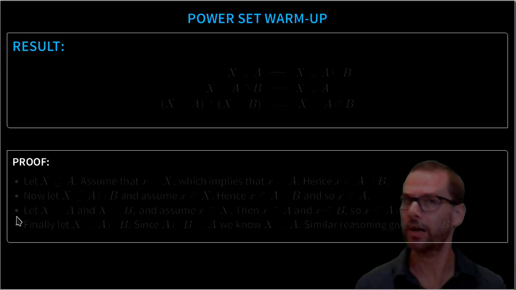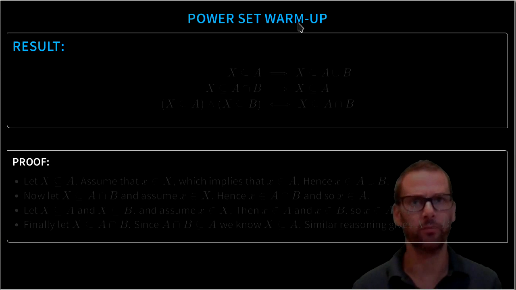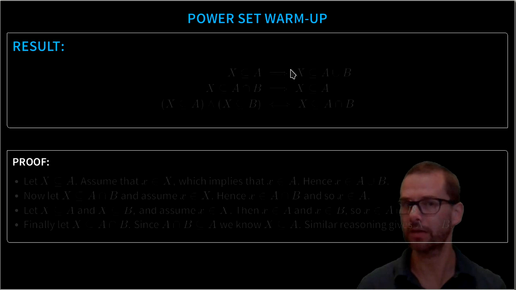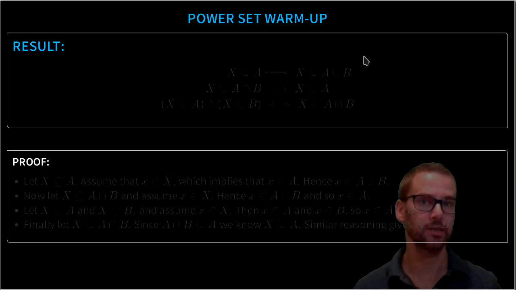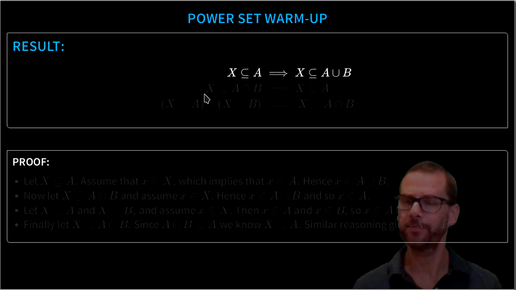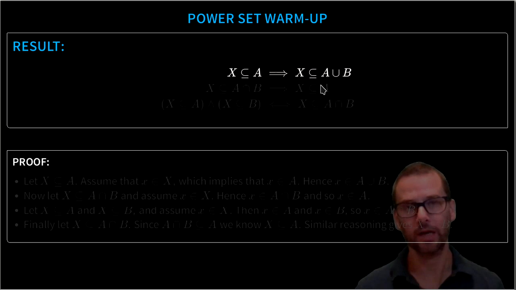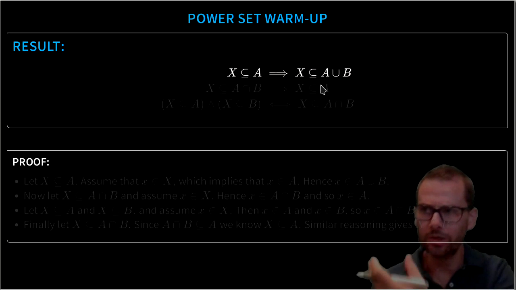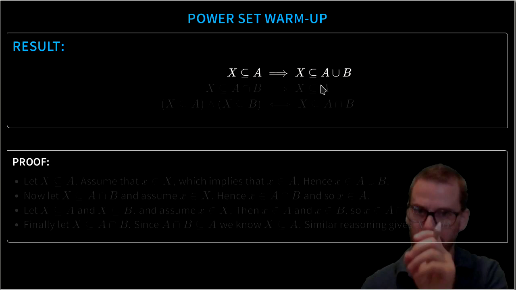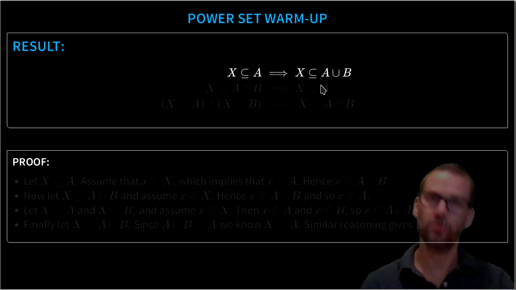So let's go into a power set problem, and in particular, let's do a little bit of warm up here. We need some results that are going to make proving these power set results a little bit easier. So here's the first one. If x is a subset of A, then x is a subset of A union whatever other set we like. So this is just continuing the logic that we had, that if x is in a set, then it's in a set union whatever else we want.